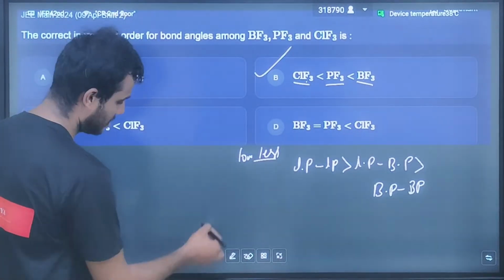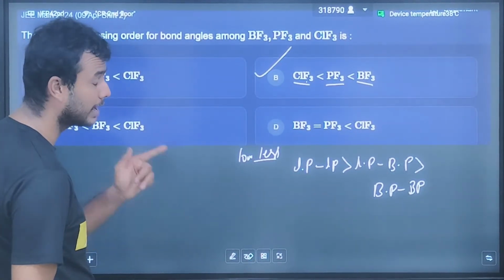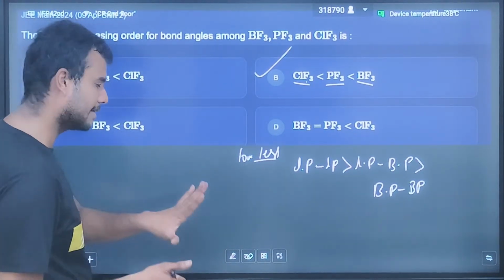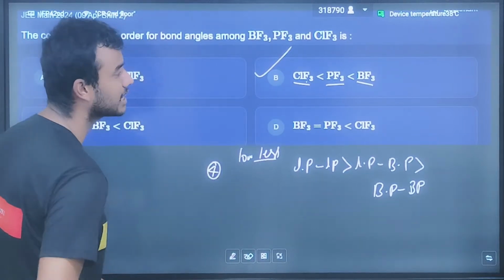ClF3. Chlorine. What is the number of valence electrons present in a chlorine atom? Total is 7. Three are used for bonding with fluorine, and the remaining is 4, so 2 lone pairs in the case of chlorine.